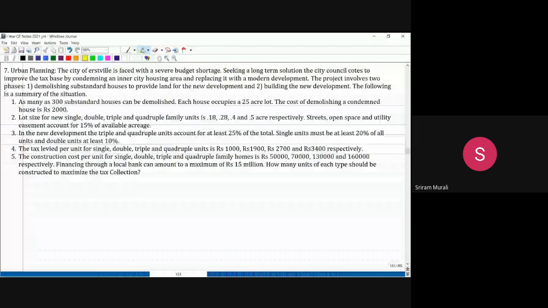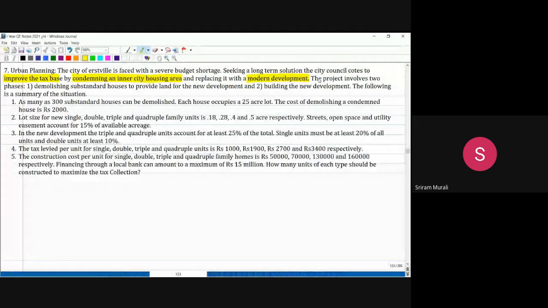A city is faced with a severe budget shortage, seeking a long-term solution with the city council. What they suggest: we want to improve the tax base by condemning inner city housing area, replacing it with a modern development. So they want to condemn the inner city area, meaning they already have a housing area that should be demolished, and they want to reconstruct.